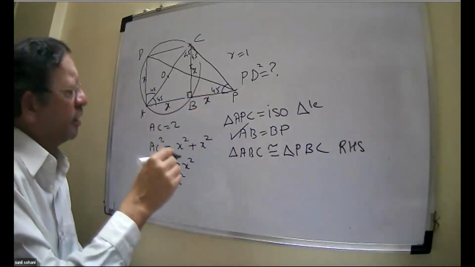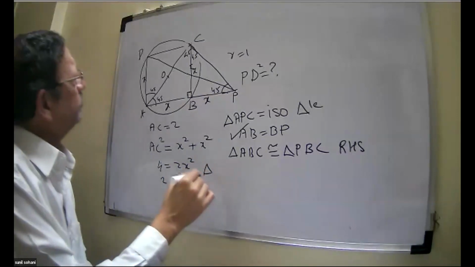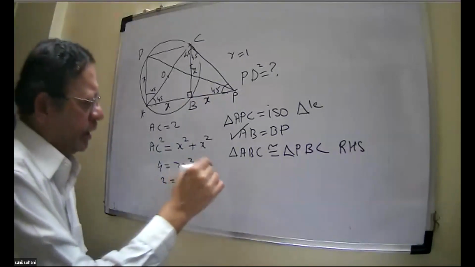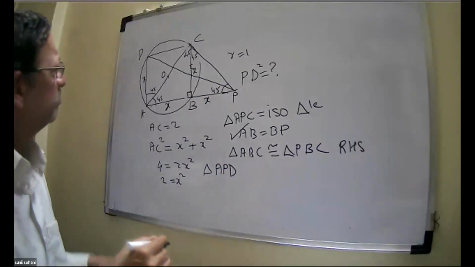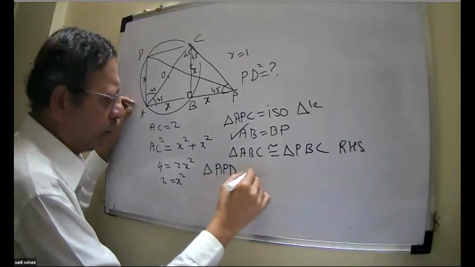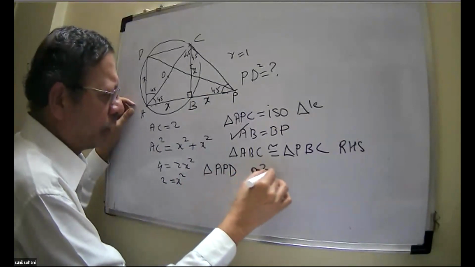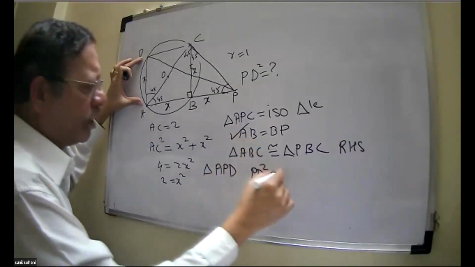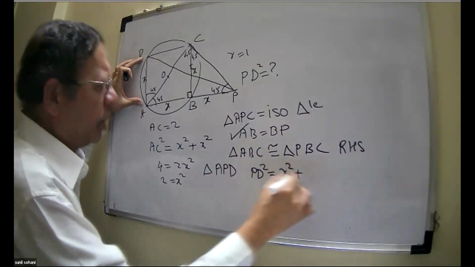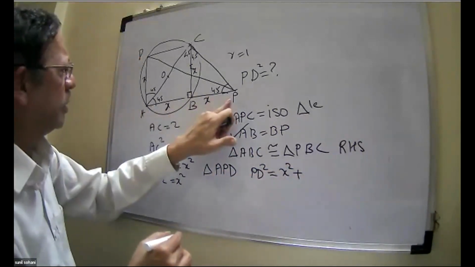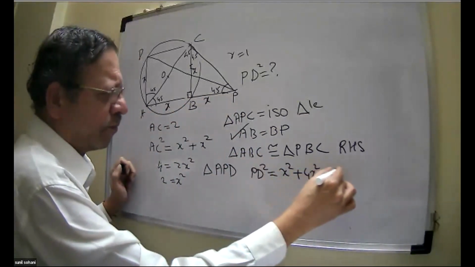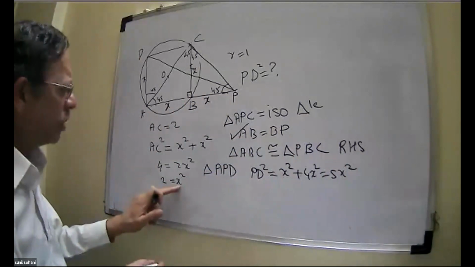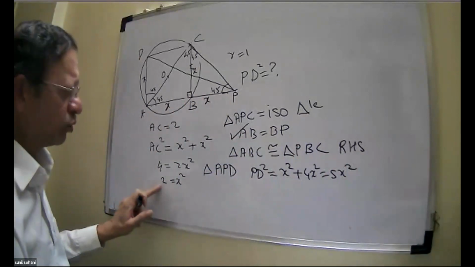And now you can see in the triangle APD, applying Pythagoras theorem. So PD square, which is the hypotenuse, is equal to AD square, which is X square, plus AP square, which is 2x square, which is 4x square. Total is 5x square. Now we have already found the value of x square is 2. So 5 times 2, 10, is the answer.